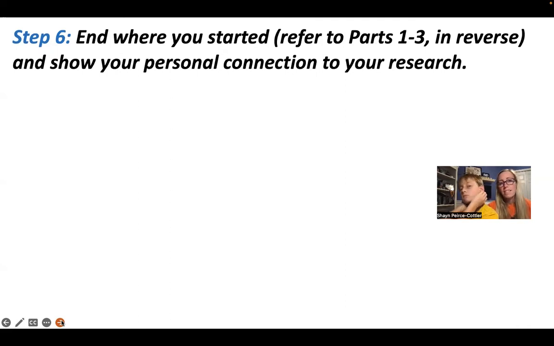And last but not least, step 6, you end where you started. And in this, I think it's helpful to basically summarize in reverse parts 1 through 3. And this is also a great place to show your personal connection to your research.